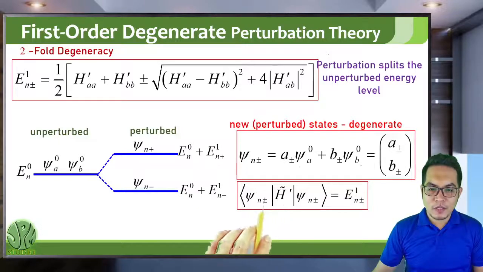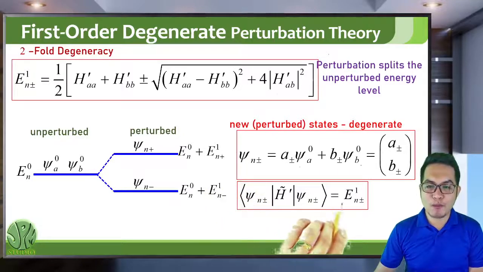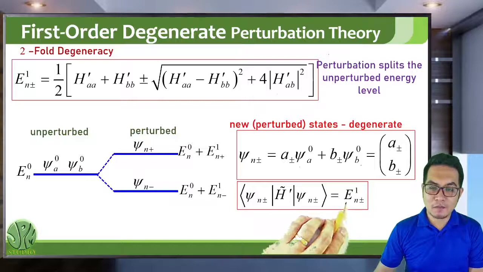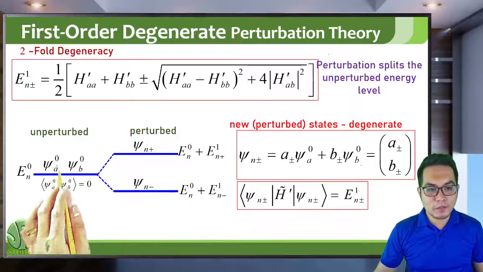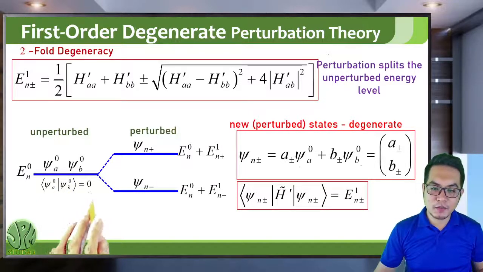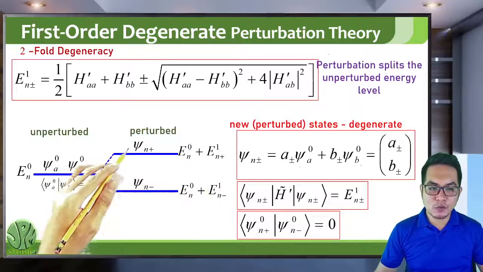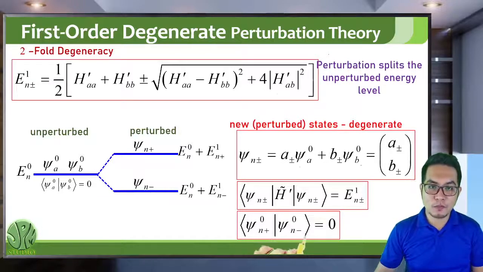So if you take the inner product of the perturbation matrix with respect to these two new states, you must get the first order correction energies, the corresponding first order correction energies, n plus and minus. Now, these two unperturbed states are orthonormal with each other, so their inner product is 0, which means that these two new perturbed states are also orthonormal with each other, meaning their inner product is also 0.